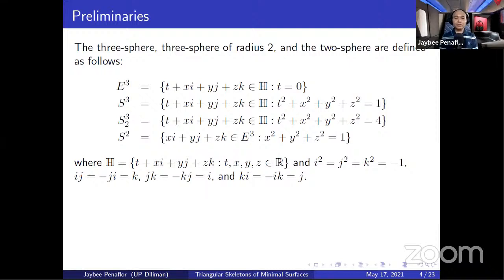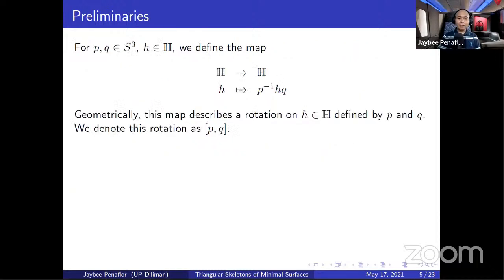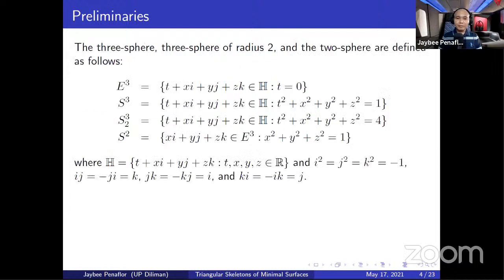Now, we call H the quaternion space, where I, J, and K are defined to be the regular quaternions. The properties of these quaternions are also indicated on the slides. Notice also that every point on S3 we can think of as a vector or a quaternion. And notice that each of these points on S3 has a norm equal to 1. And that will be very important.